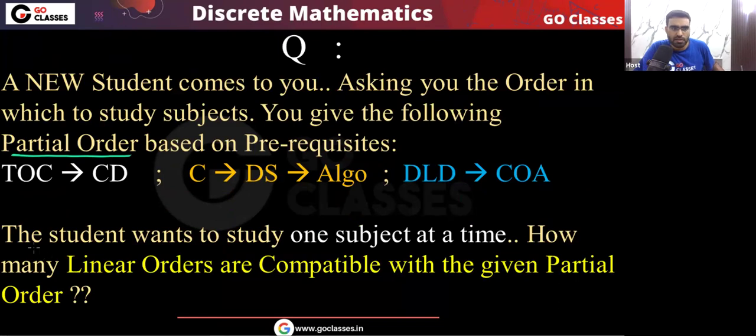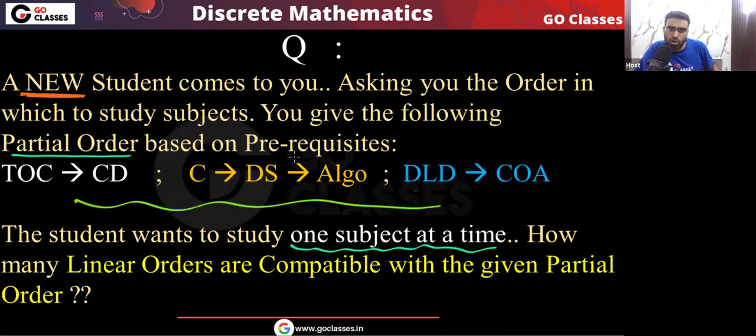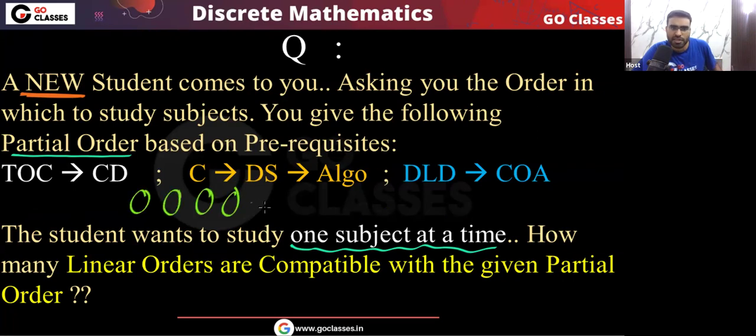Now, after you give this partial order, this new student wants to study one subject at a time. Tell me, if I want to study one subject, then another subject, then another subject, do I need a total order, a linear order? Yes, I need a linear order. So this student needs a linear order.